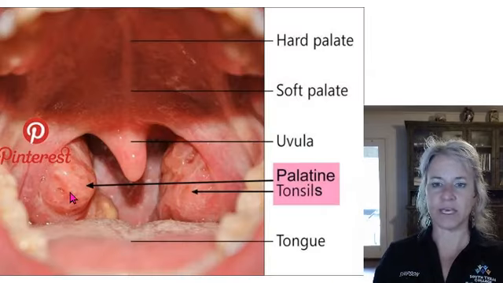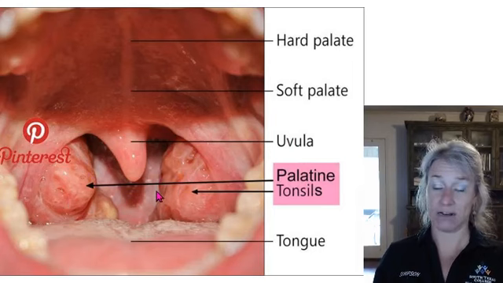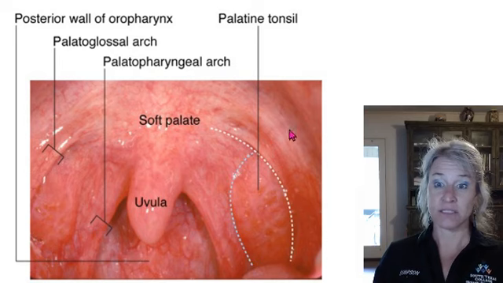So these are some healthy palatine tonsils. They're really big. You're like, whoa, you have really big palatine tonsils. This is more like you can hardly even see them, but there they are right there. Also a healthy palatine tonsil.